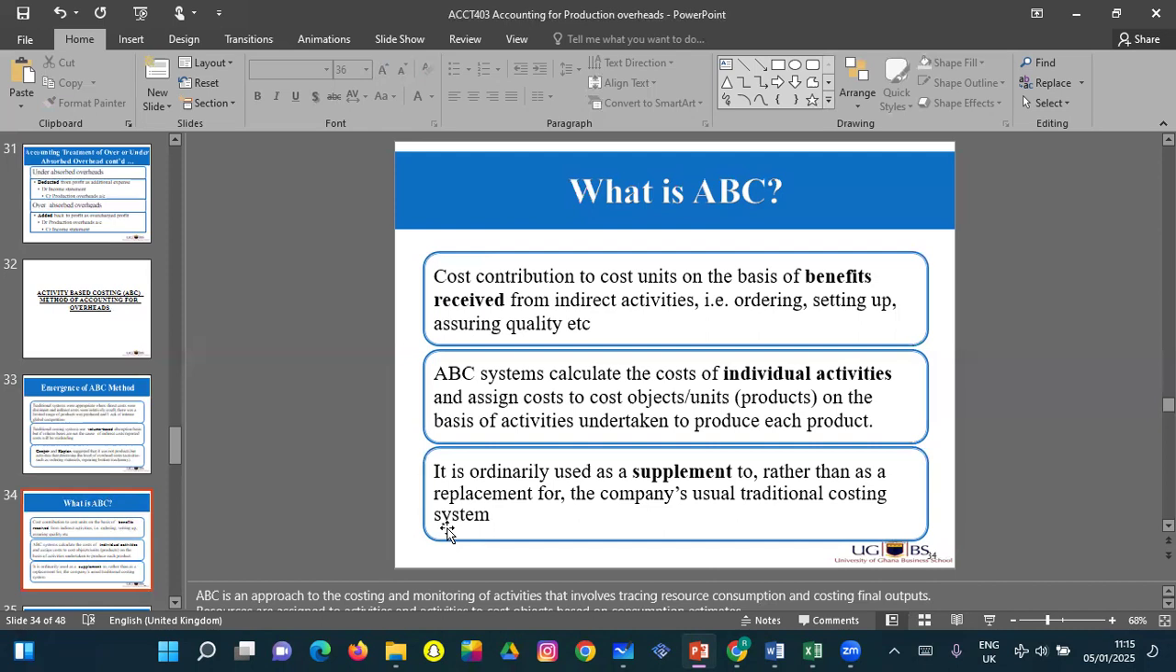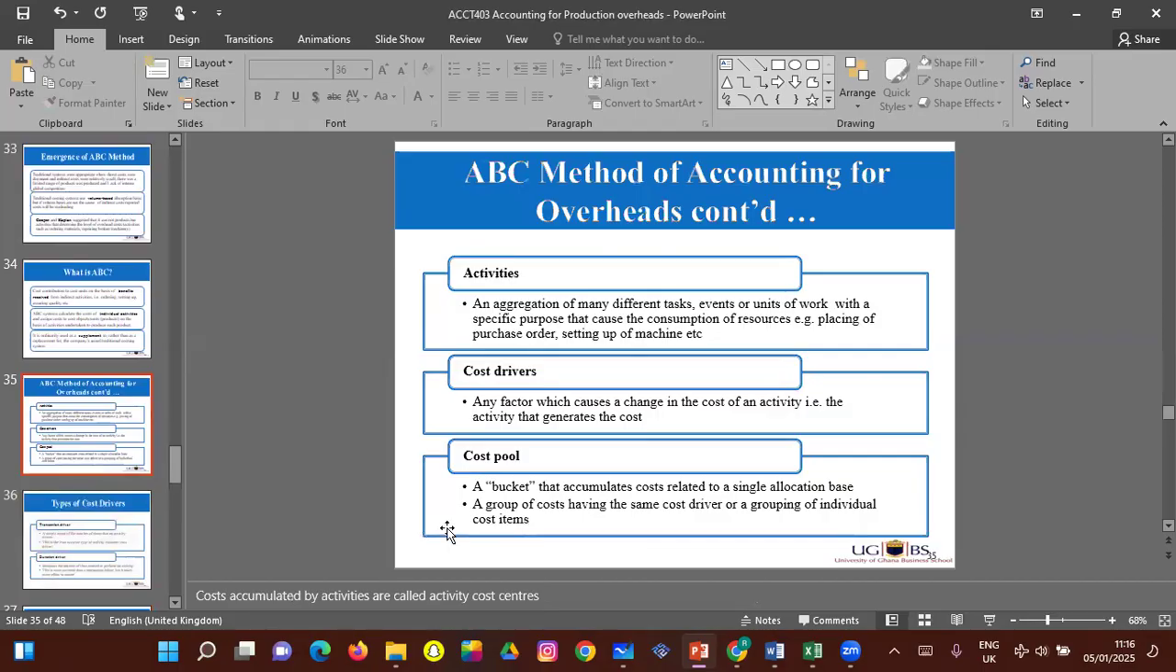So it is ordinarily used as a supplement to, rather than as a replacement for, the company's usual traditional costing. So we don't replace it. We are just adding it as a supplement. So ABC, activities. These are some of the terms you'll be using. An activity is an aggregation of many different tasks, events, or units of work with a specific purpose that cause the consumption of resources. Examples: placing a purchase order, setting up of machinery, etc.